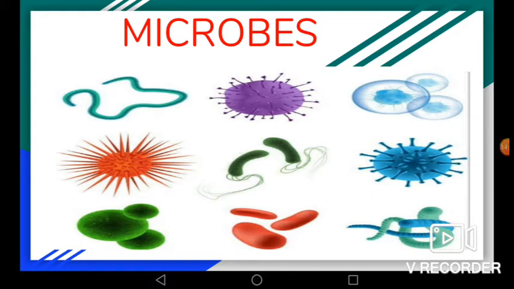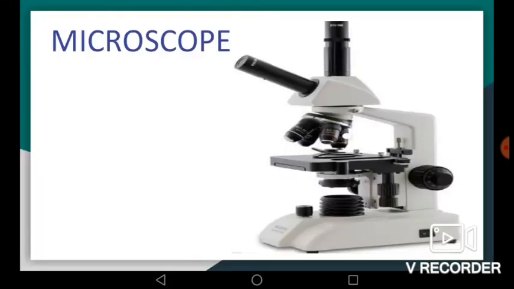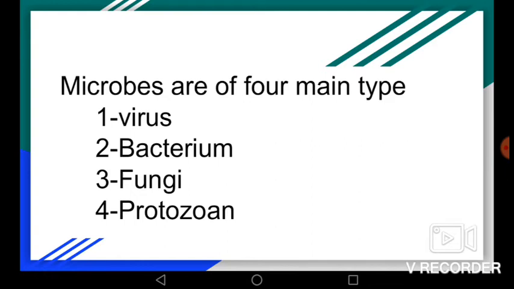Now let's revise the last topic of the chapter, which is microbes. Microbes are very small living things that cannot be seen with the naked eye. They can be seen only with the help of an instrument called a microscope. Microbes are of four main types.